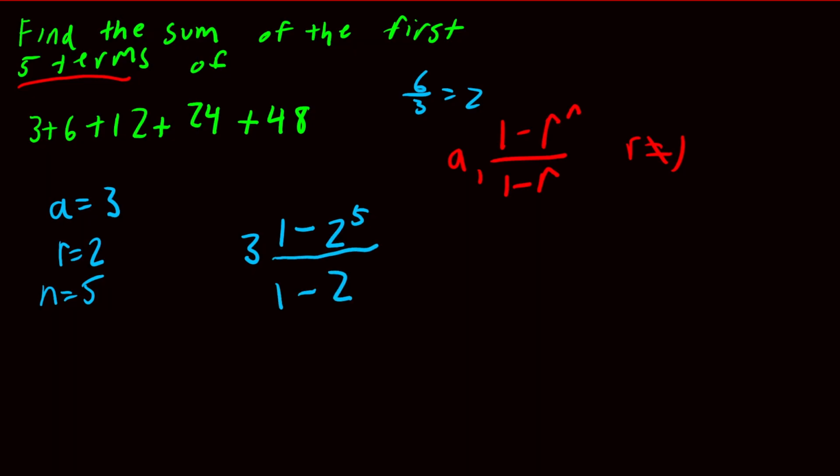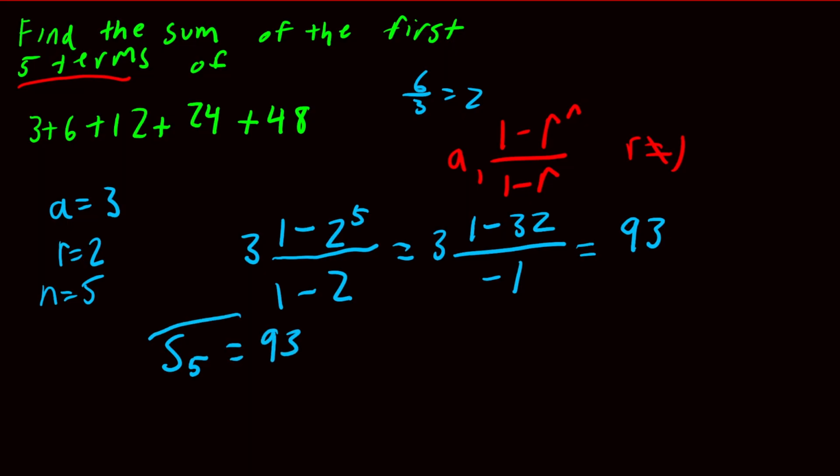Great. Now let's compute this. This would be 3 times (1 minus 32) over minus 1. Eventually you would get 3 times 31, which is 93. So the sum of the first 5 terms is 93. And you guys can check that. You can add these all up and you'll see you'll get 93.